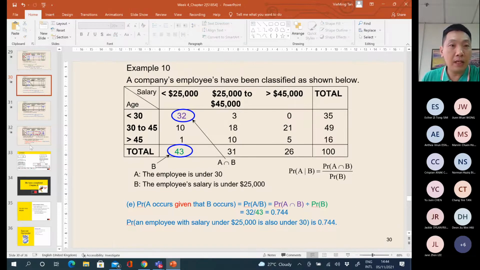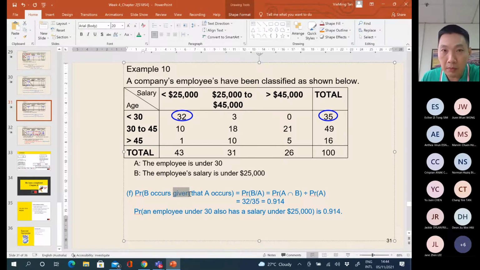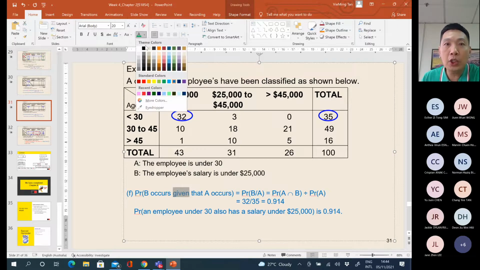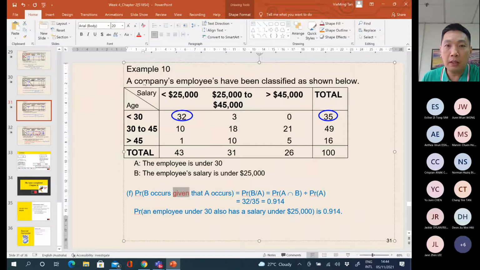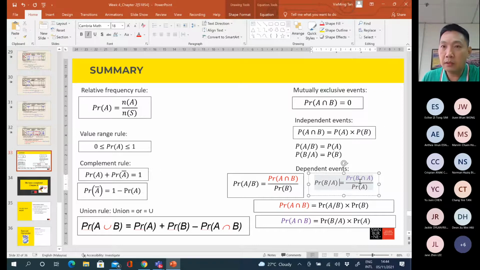Okay, the last example is also a conditional question. Now you are asked to calculate the probability of B given that A already happened. The keyword is still "given". That means we need to apply the conditional formula. Because A and B for this question are dependent, we still have to use this formula.